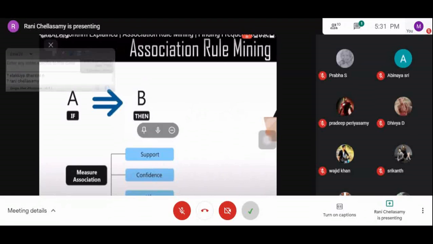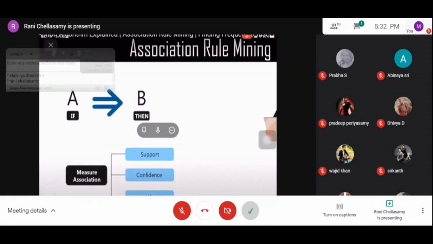We have already seen the rule is going to be like this: if A, then B. The if part is called the antecedent, and the then part is called the consequent. The measures of association rule mining are three: one is called the support measure, the other is confidence, and the other is lift. Now we are going to see how to calculate the support, confidence and lift.